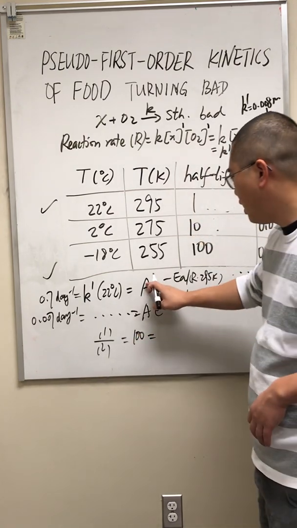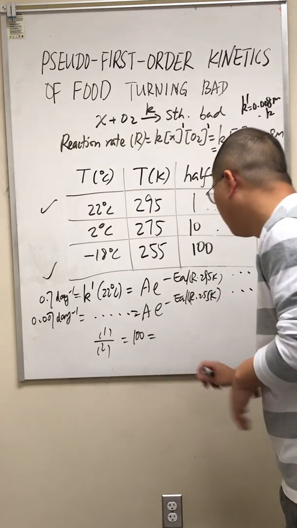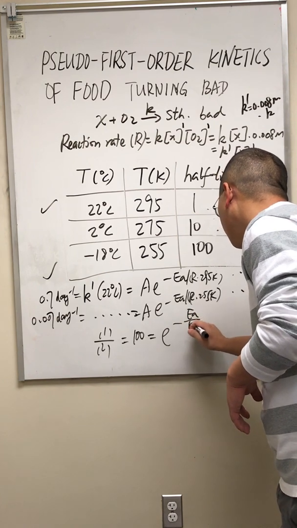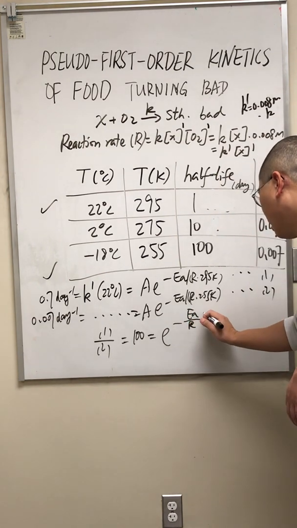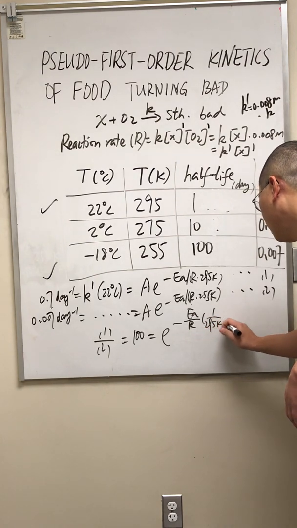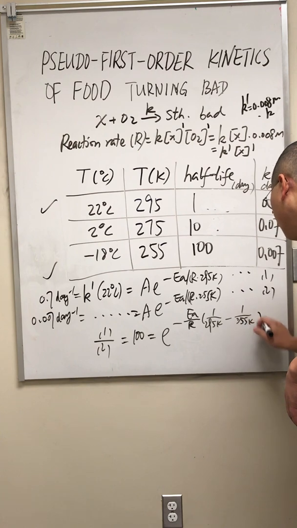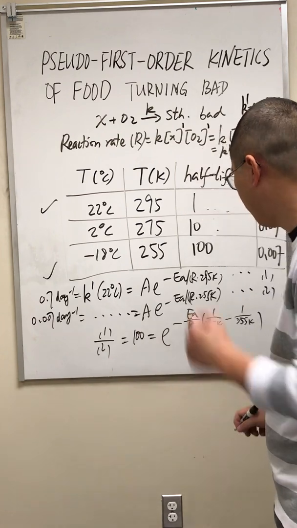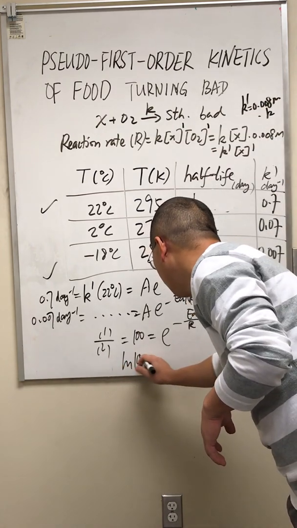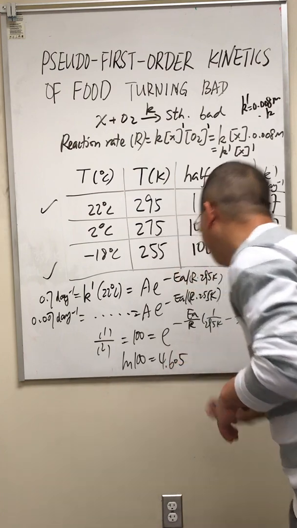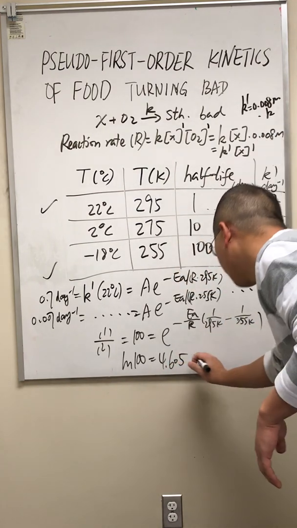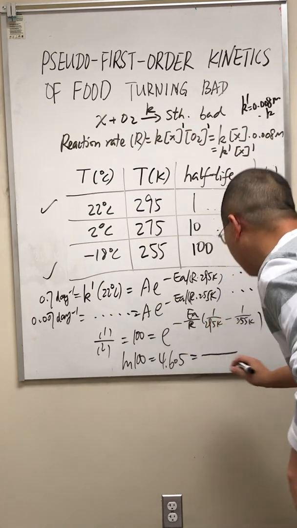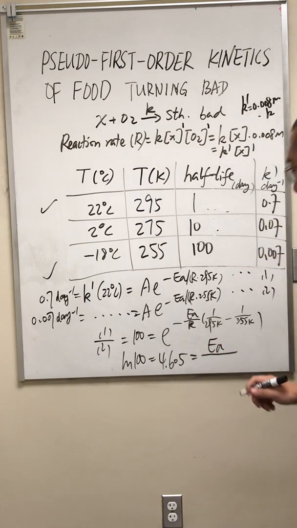Why do I do this? Because A divided by A is just 1. R is the gas constant. All right, and then we'll take the logarithm of both sides. The logarithm of 100 is, I think, 4.605. The logarithm of the right-hand side is just, I'll swap the sign here inside, so it's going to be the activation energy divided by R.